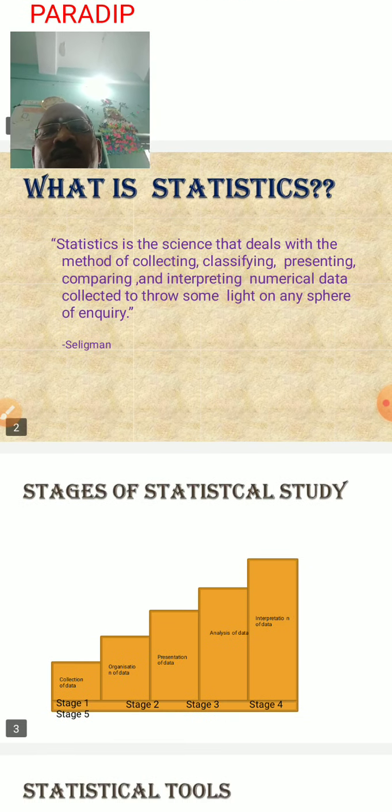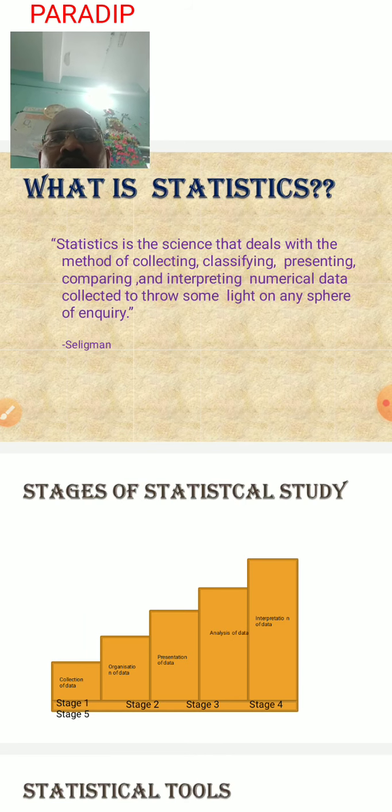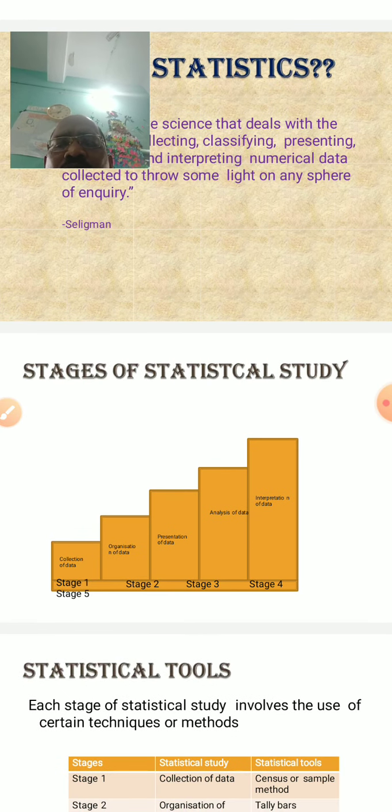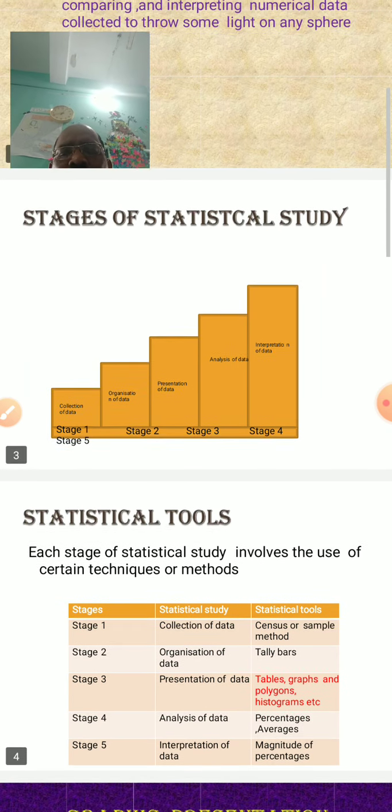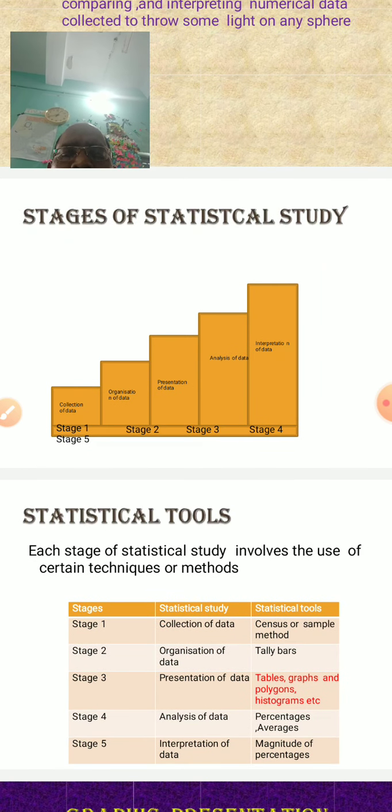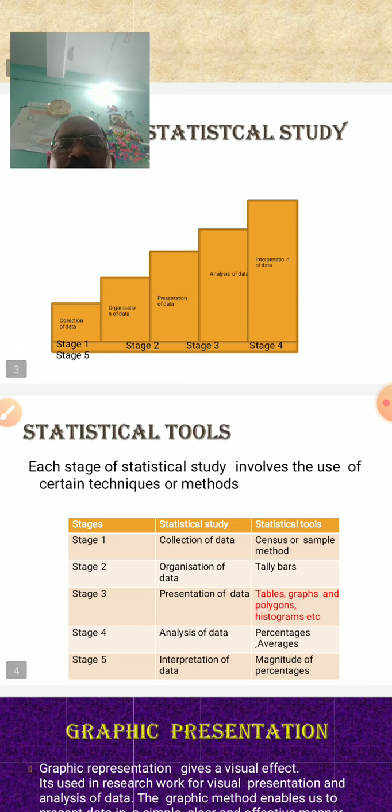Then, after statistics, we should know the stages of statistical study. There are 5 stages of statistical study. Number 1 is the collection of data. Number 2 is the organization of data. Number 3 is the presentation of data. And number 4 is the analysis of data. And number 5 is the interpretation of data. Actually, we have to read the presentation of data.